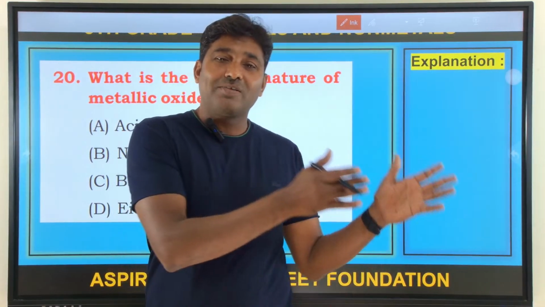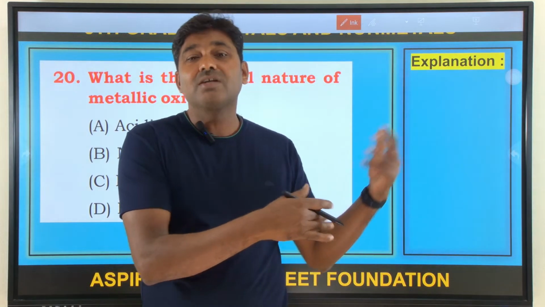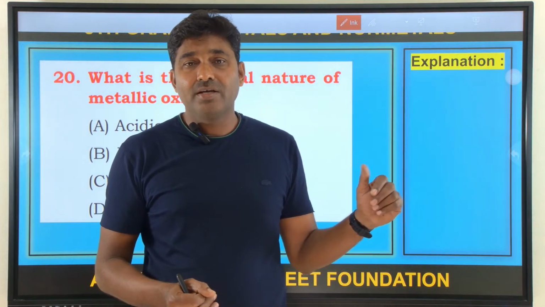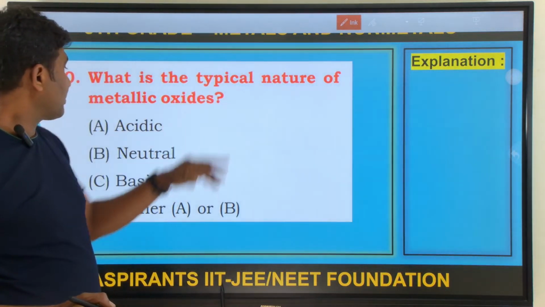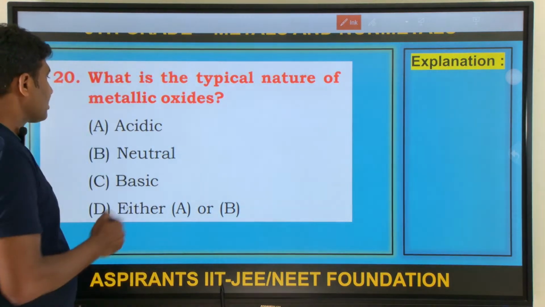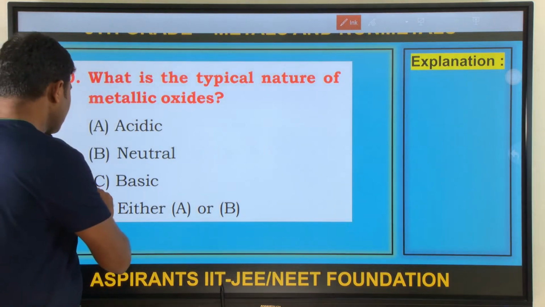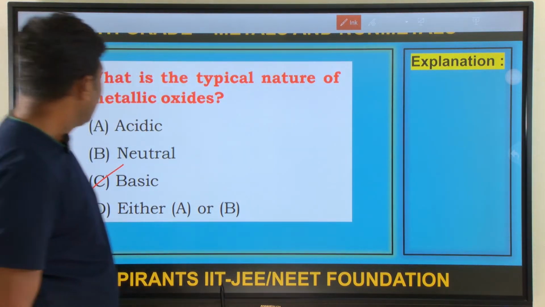When they are dissolved in water, they give rise to what? Acids. Okay. So here, which is the correct option? What is the typical nature of metal oxides? Option C, basic in nature.